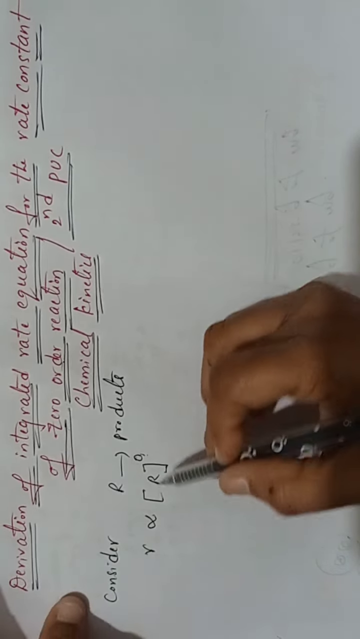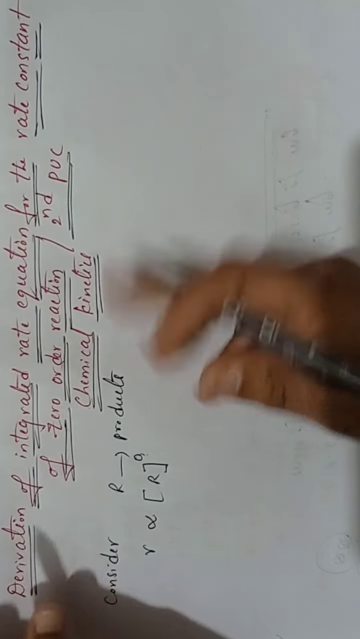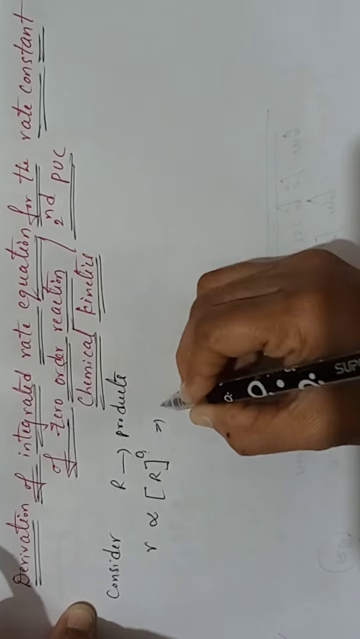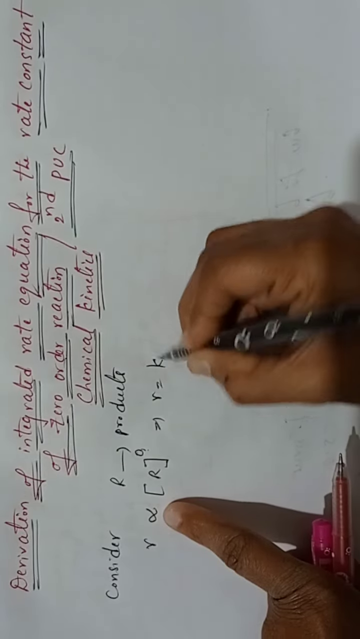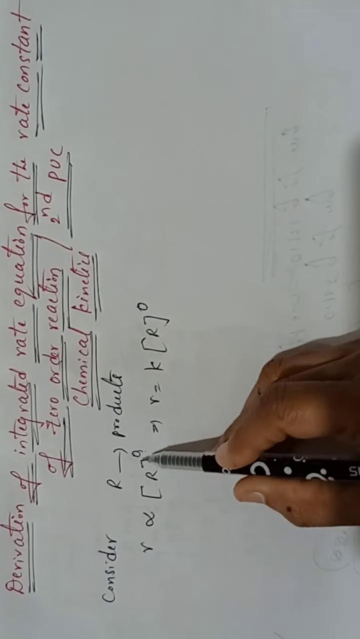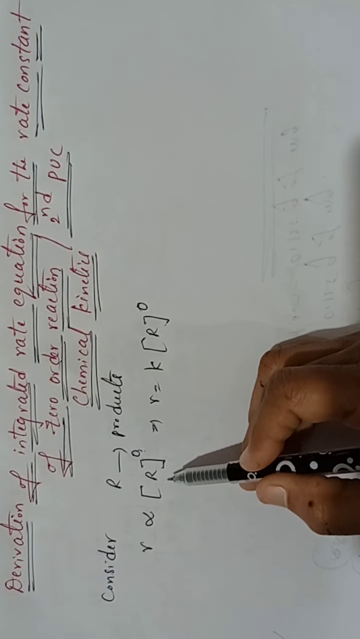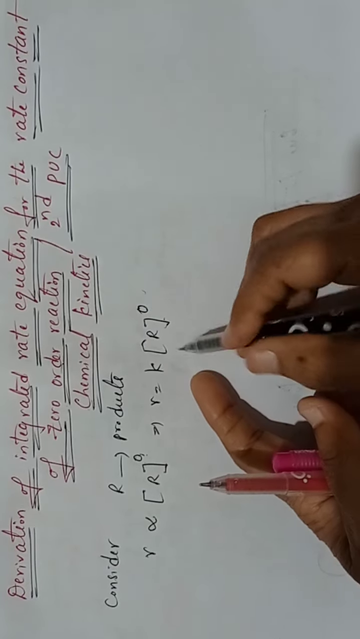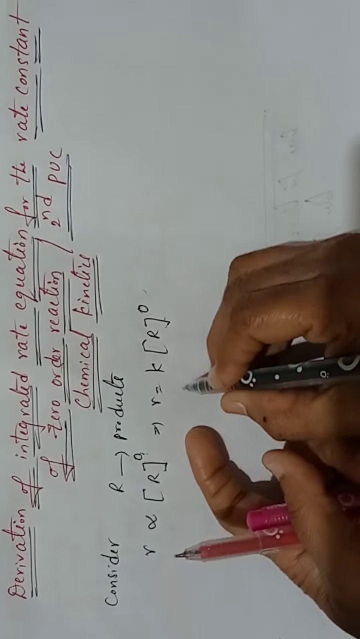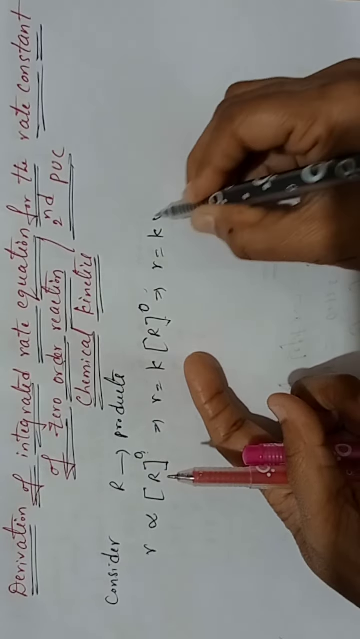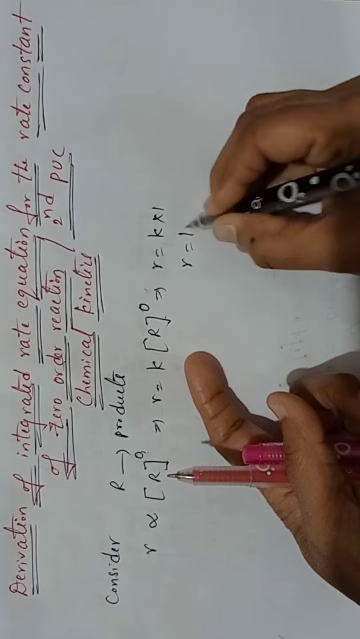Now anything to the power of 0, how much, students? 1. So R power 0 value is 1. From this what can we write? Rate equals the proportionality constant K into [R]^0. The square bracket indicates concentration. Anything to the power of 0 is 1, so rate equals K into 1, rate equals K. This is the first equation, students.